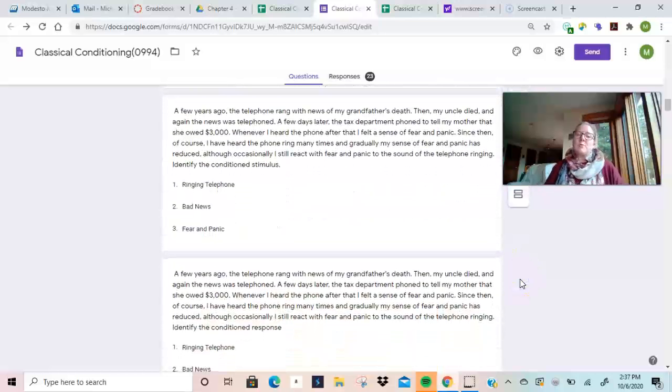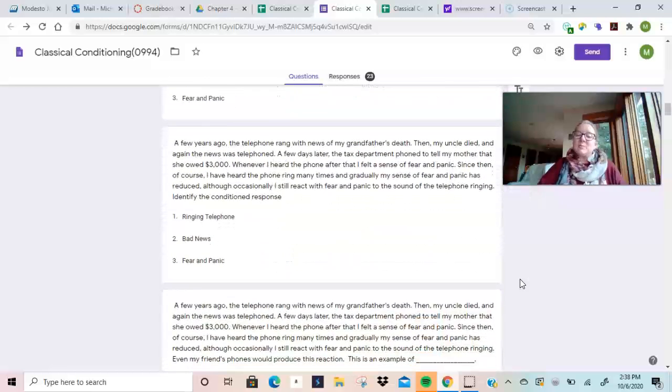So then we go on to what is the conditioned stimulus? Well, again, that bad news was the unconditioned. And so it has now been paired or connected to the ringing of the telephone, because now every time the telephone rings, we're afraid that more bad news is coming.